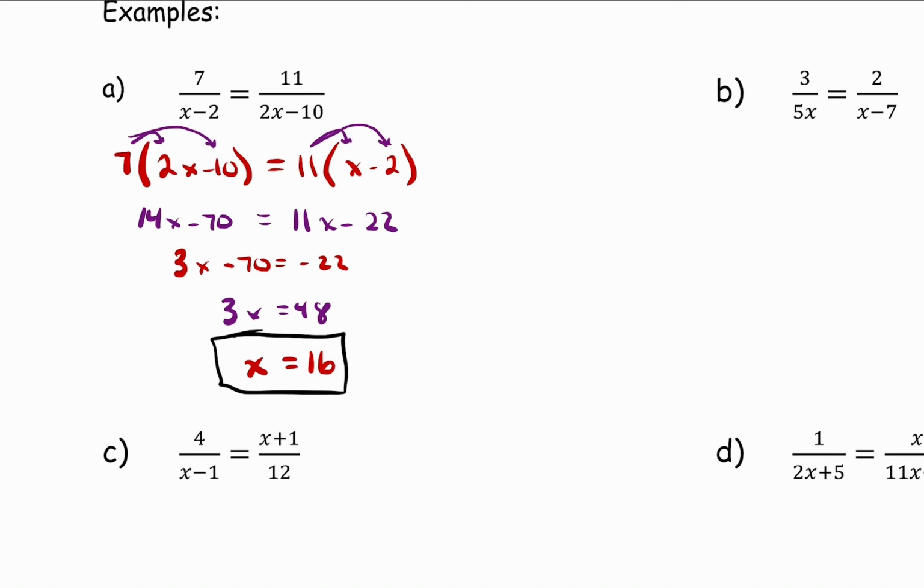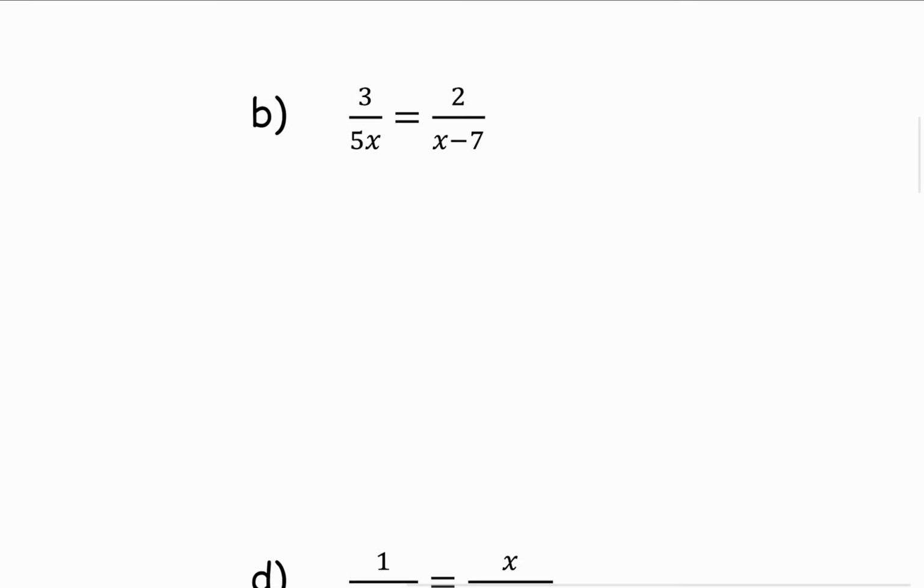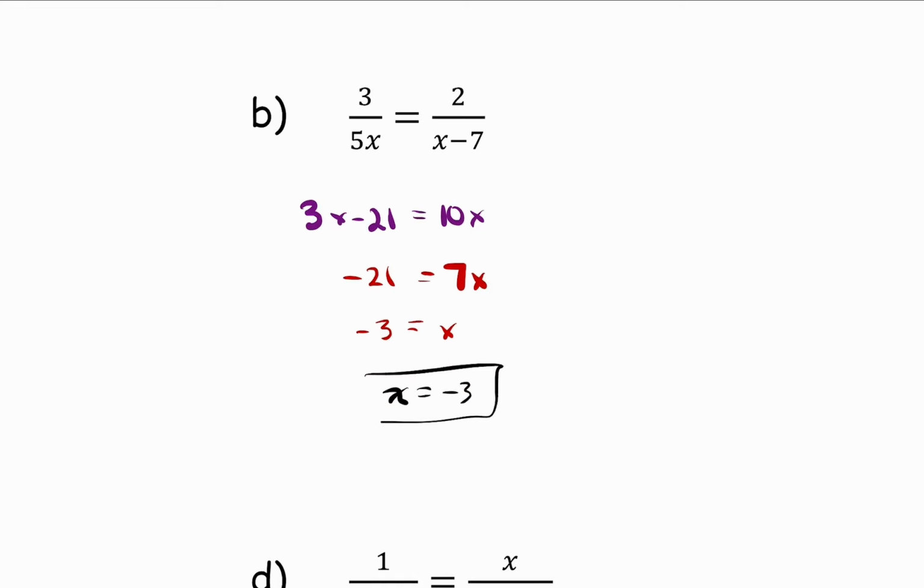Those would have been our excluded values. All right, let's do another quick example here. There's only a few of them here, so we'll go pretty quick through them today. So again, cross multiply. We get 3x minus 21, speeding this up a little bit. You guys know how to do this. 10x, and then we're going to go ahead and isolate the variable. So we end up with 7x equals negative 21. X has to be negative 3, and we like to write that as x equals negative 3. Does negative 3 cause a problem? Not on the left, not on the right, no problems. Our answer is x equals negative 3.